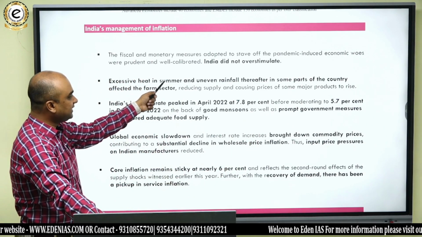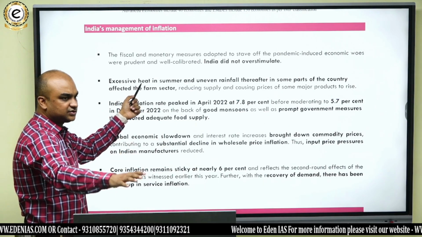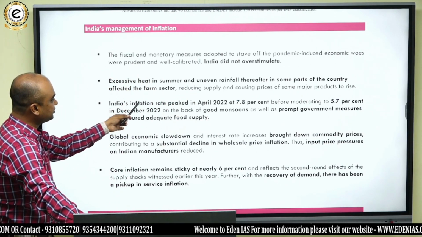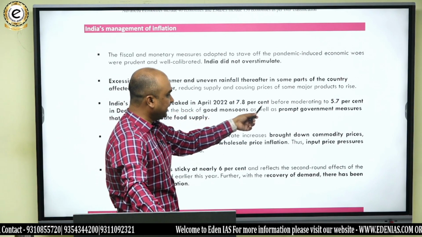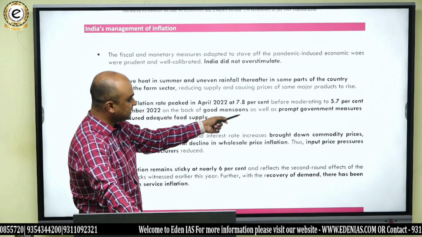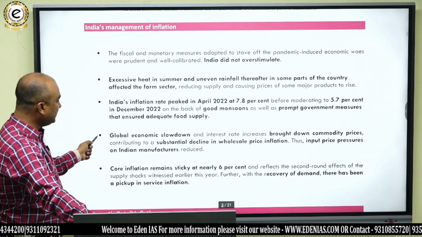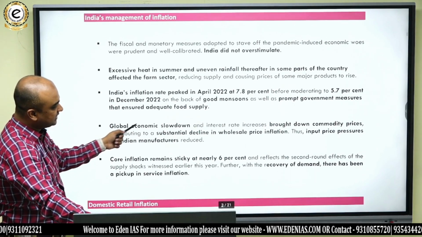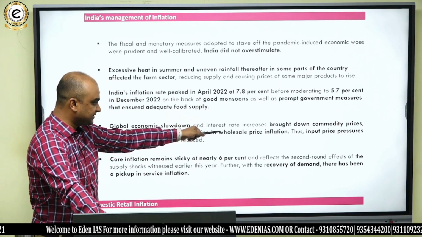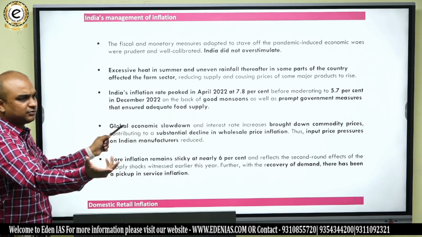Excessive heat in summer and uneven rainfall thereafter in some parts of the country affected the farm sector, especially in Maharashtra. You see, hailstorm वो बहुत problem हुआ, reducing supply and causing prices of some major products to rise. India's inflation rate peaked in April 2022, 7.8%, before moderating to 5.7% in December 22 on the back of good monsoons as well as prompt government measures that ensured adequate food supply. Global economic slowdown and interest rate increases brought down commodity prices, contributing to a substantial decline in wholesale price inflation. Thus, input price pressures on Indian manufacturers reduced because of the improvement in the supply chain.